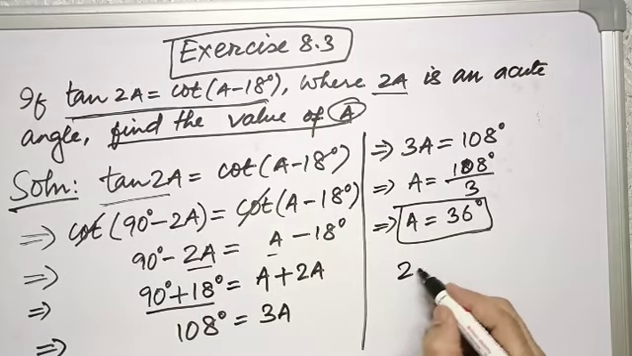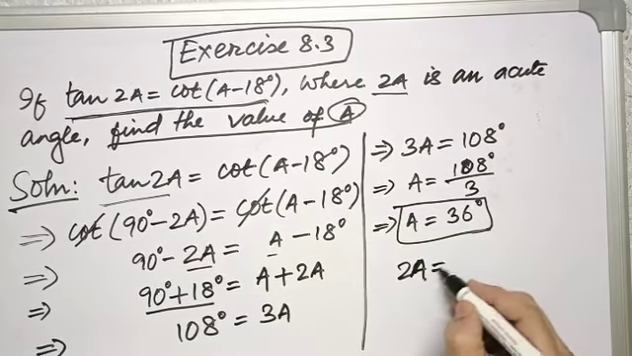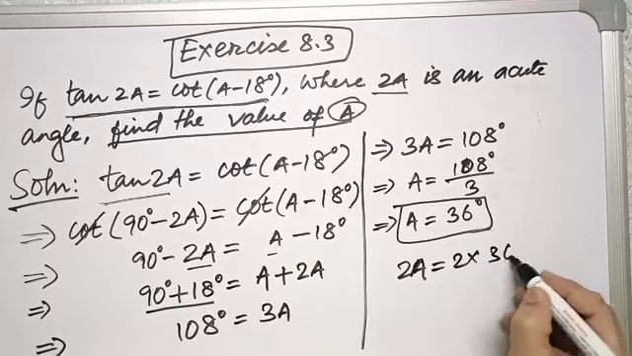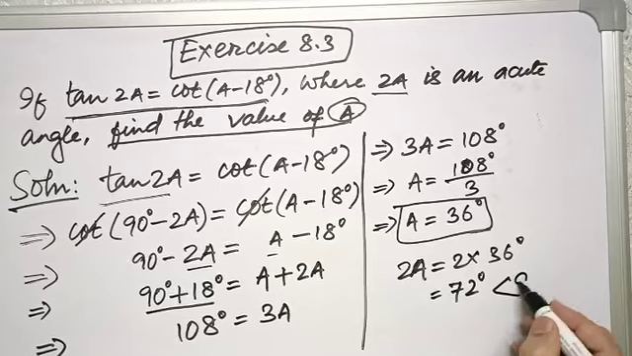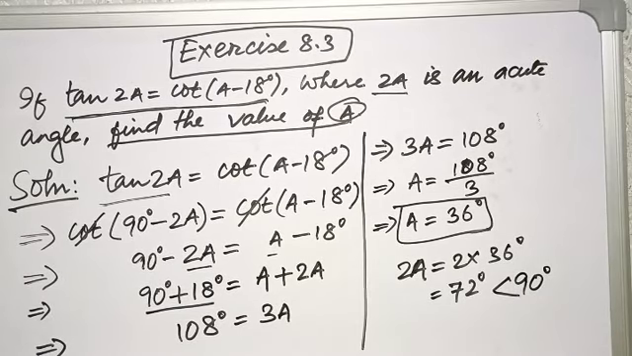And you know 2a has to be an acute angle, which means 2 into 36 equal to 72, which is smaller than 90. So all the conditions are satisfied and we got the answer. Okay, now let us move to the next question.